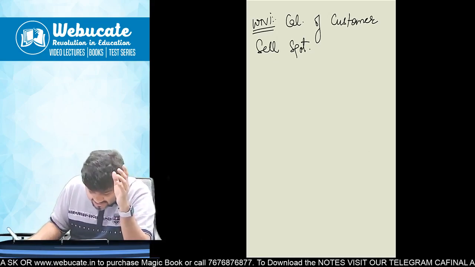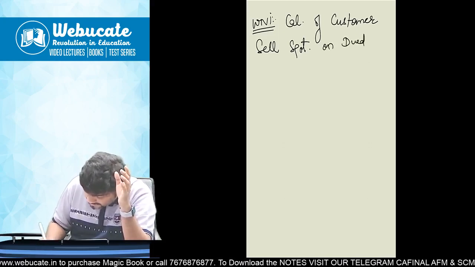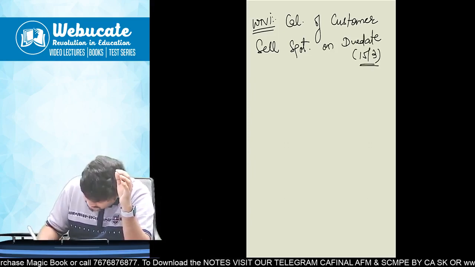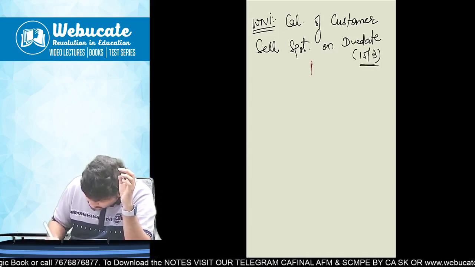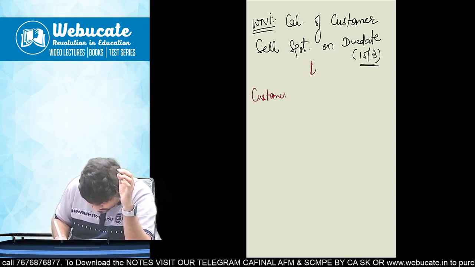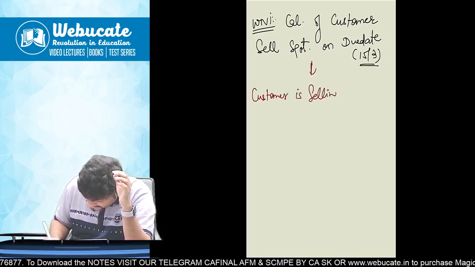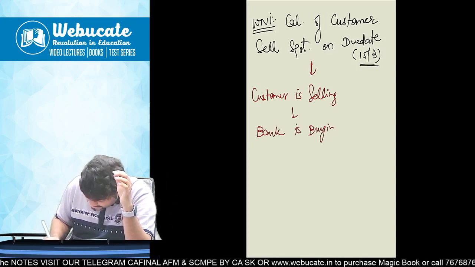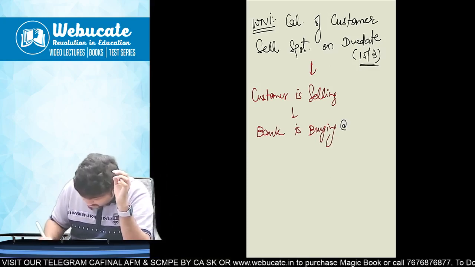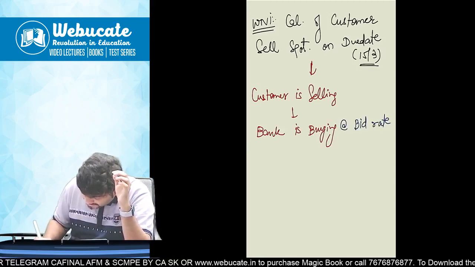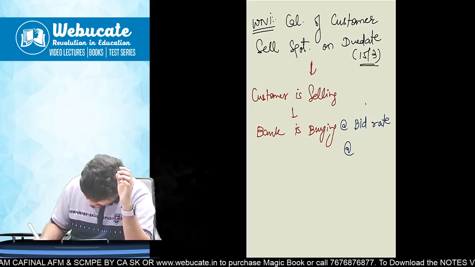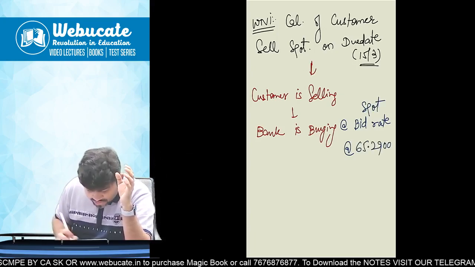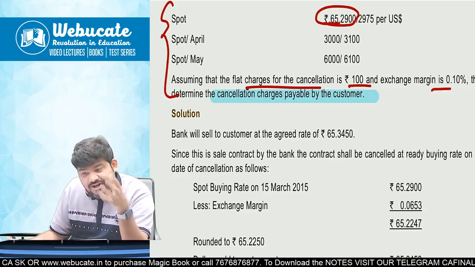Calculation of customer sell spot on due date, which is 15th March. Customer is selling, which means bank is buying at the bid rate, the spot bid rate, which is 65.2900. Now comes a very crucial point.